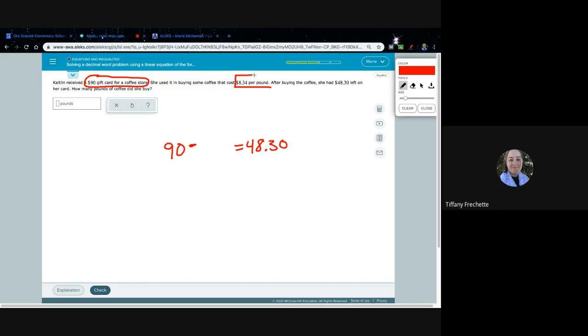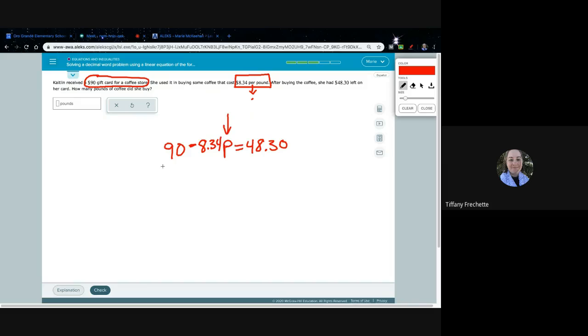So we need to figure out what we are subtracting. So this says $8.34 per pound. So per tells us it's multiplication. That's a multiplication word. So if it's $8.34 per pound, what we need to figure out is how many pounds did she buy? Because I need to know what to multiply by 8.34 in order to know what to subtract from 90. All right, so now that we have our equation built, we can start solving for P, which stands for pounds.